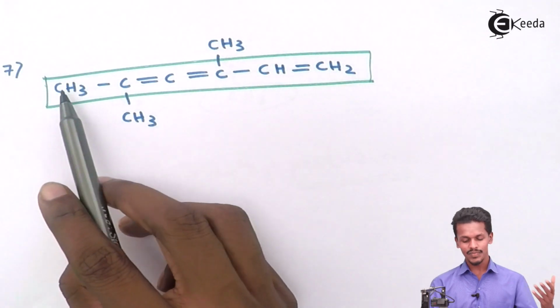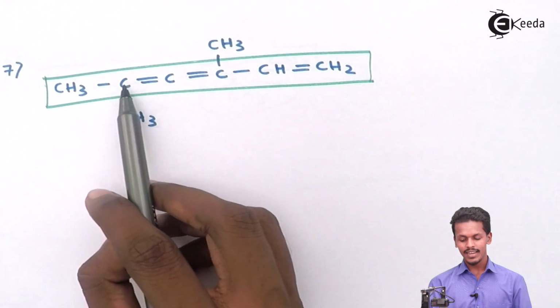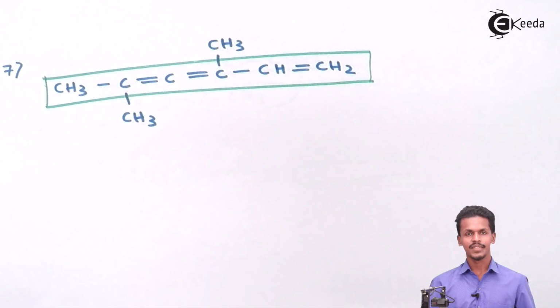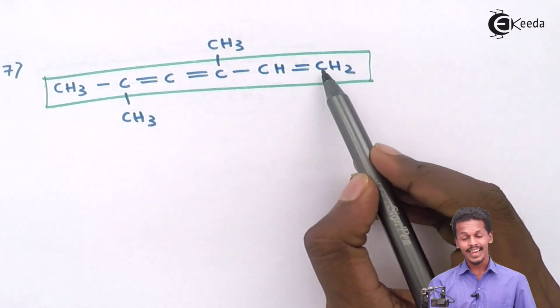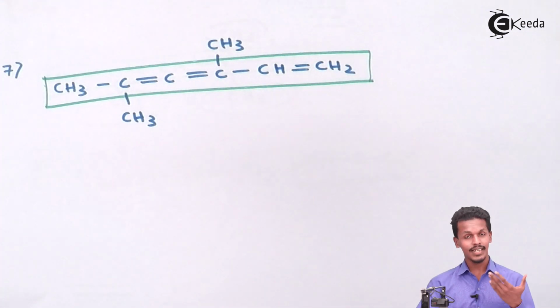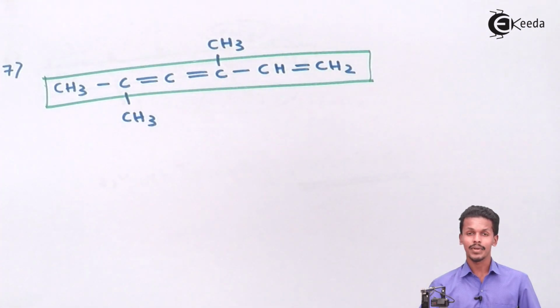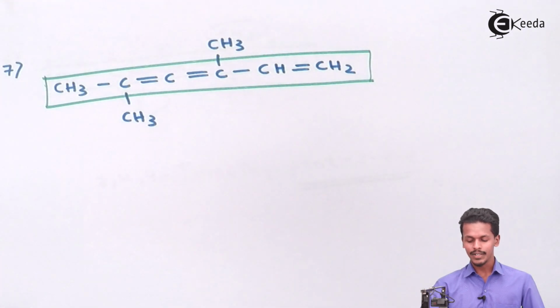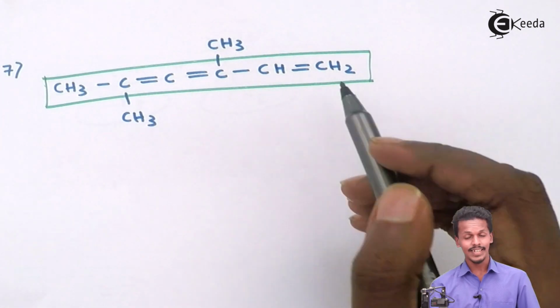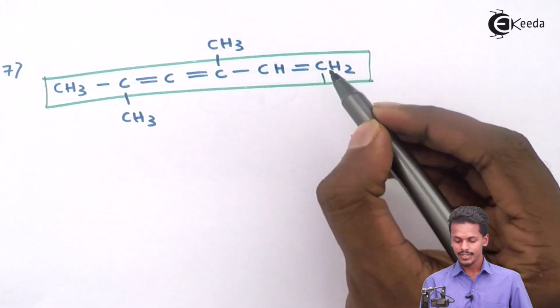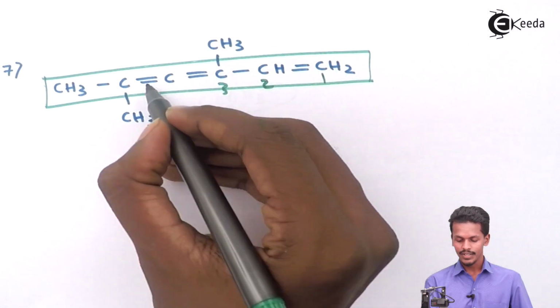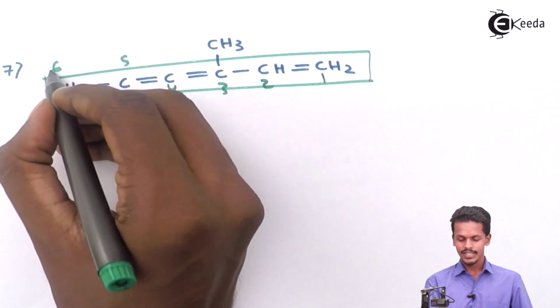The reason behind that is, suppose if I number it as 1, then at carbon number 2 I will get the carbon double bond. While if I number it from here, then I get the carbon double bond at the first place only. So this makes us give the number from this end. Therefore this would be 1, 2, 3, 4, 5, 6.